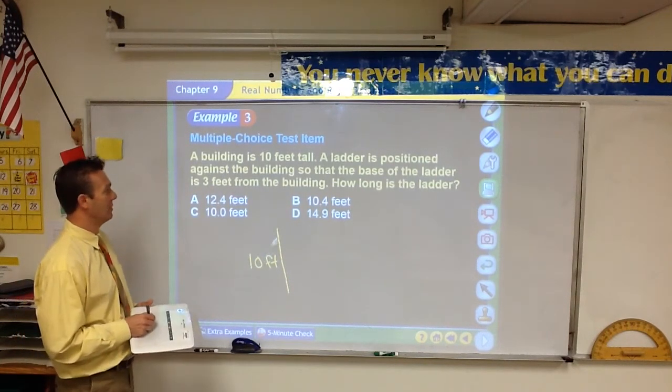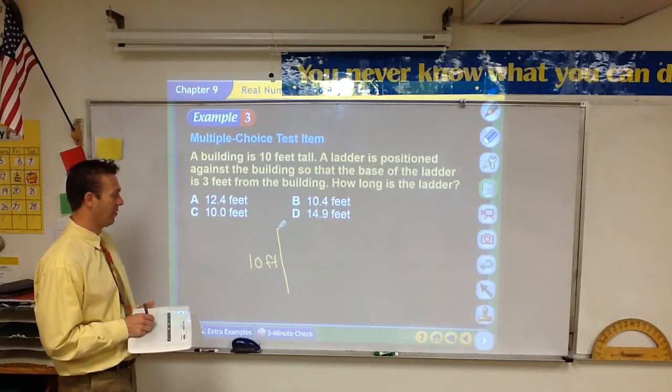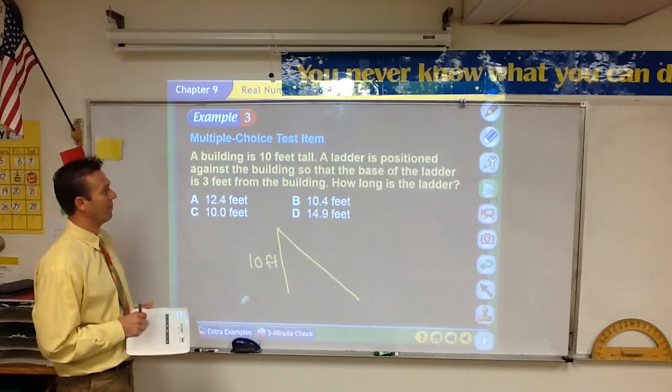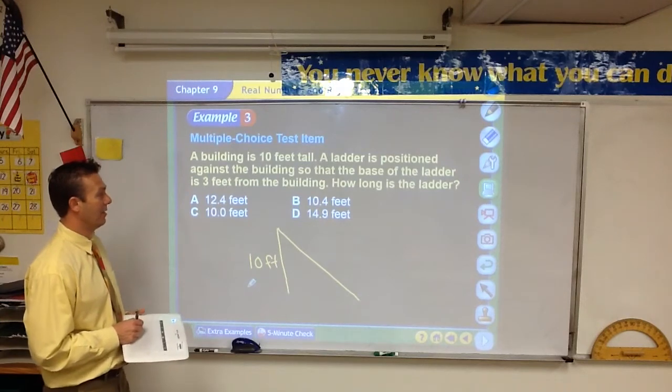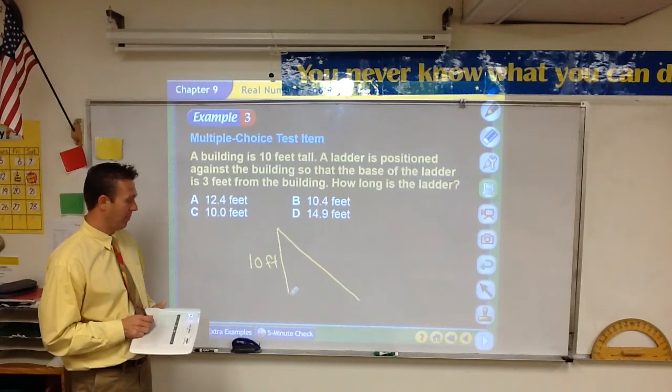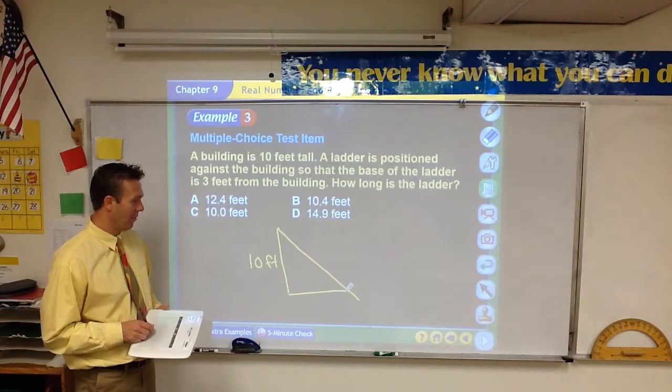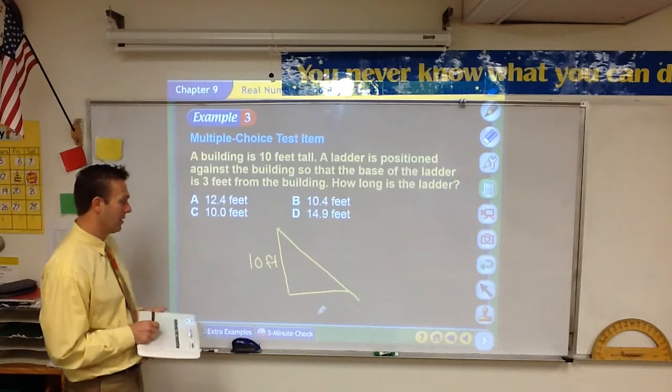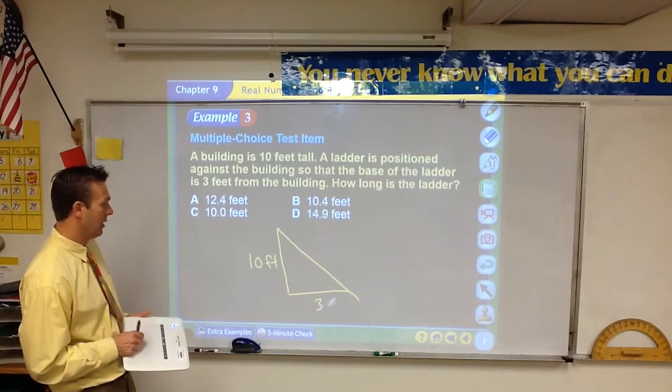A ladder is positioned against the building. That means there's a ladder going from the top down to the bottom, right? And so the base of the ladder is 3 feet from the building. It might look like it's a lot more, but you just have to pretend that when I mark this down as 3 feet, that's what it is.